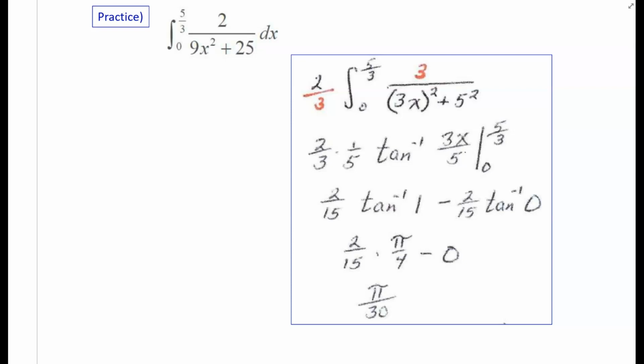Now, when you plug in 5/3, that just gives you 1, which tan inverse evaluated at 1 is pi/4. And then if we plug in 0, again, tan inverse of 0 is 0. So there is your answer.